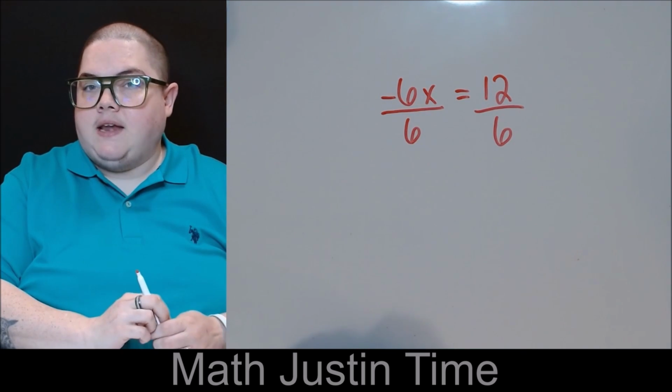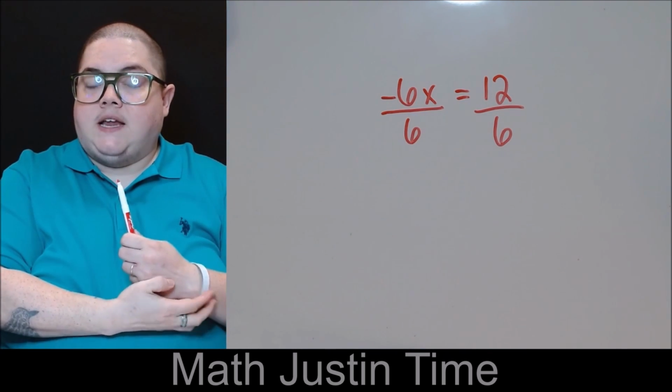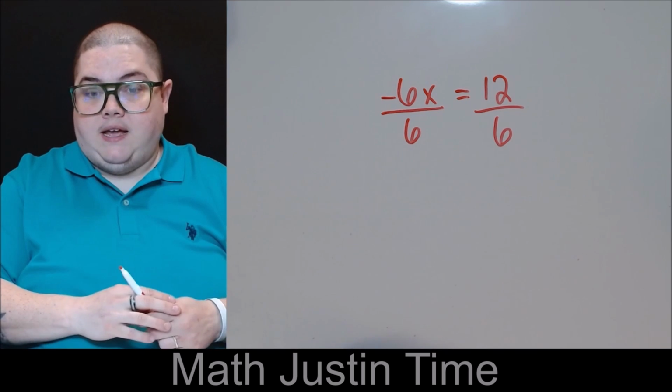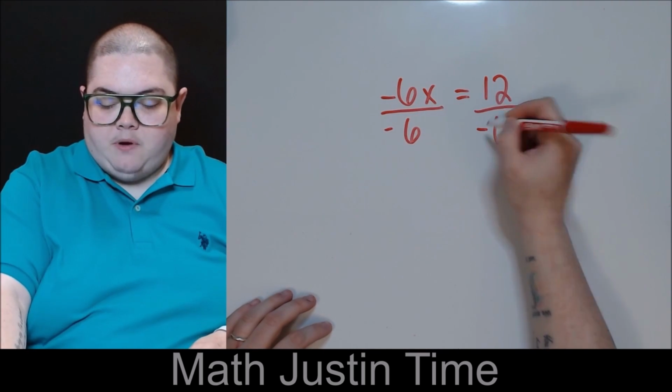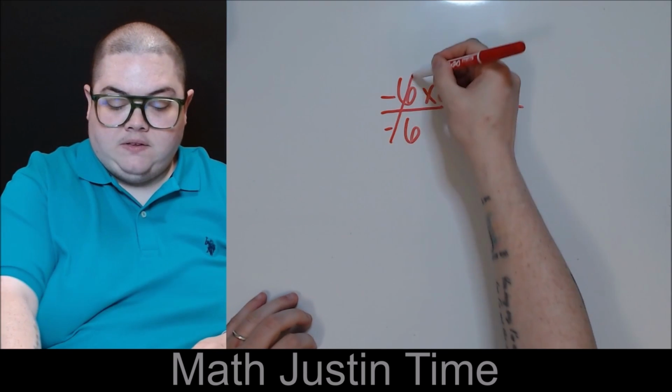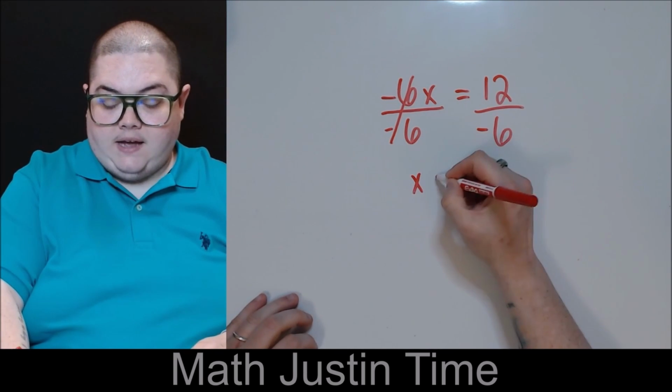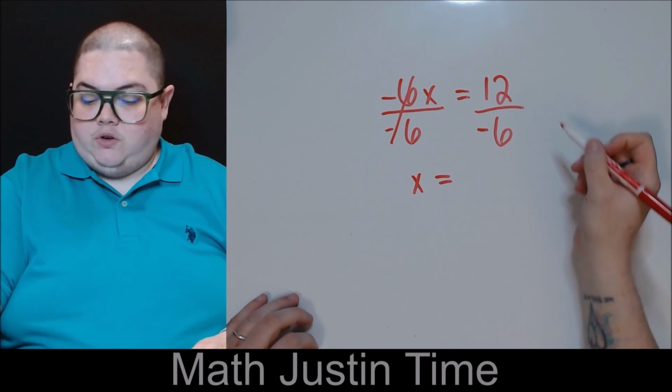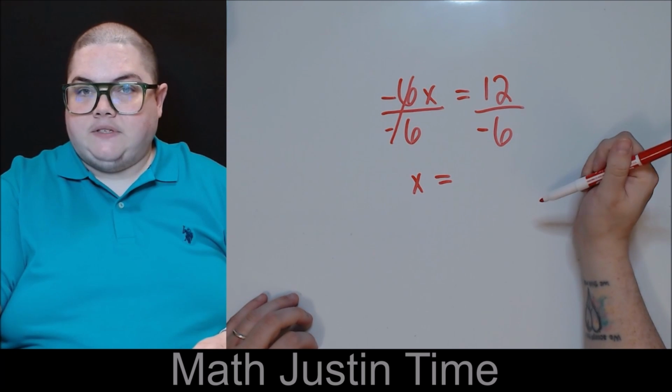But if we want to get rid of that negative sign, we have to take a negative number and divide it by a negative number. So we're going to divide both sides by negative 6. So what ends up happening, this ends up going to 1, which gives us x, and it's equal to 12 divided by negative 6.